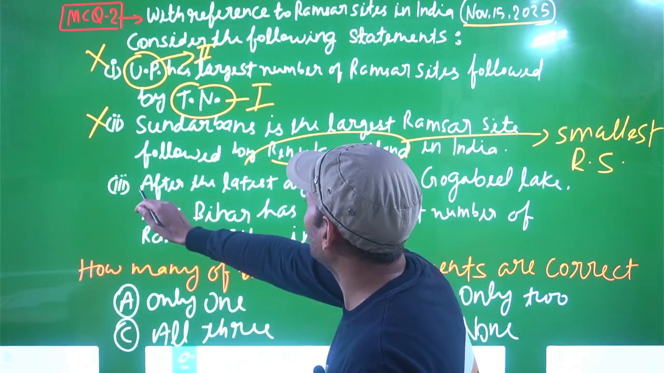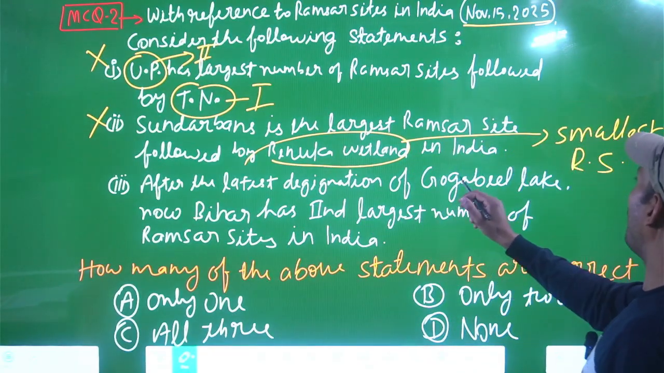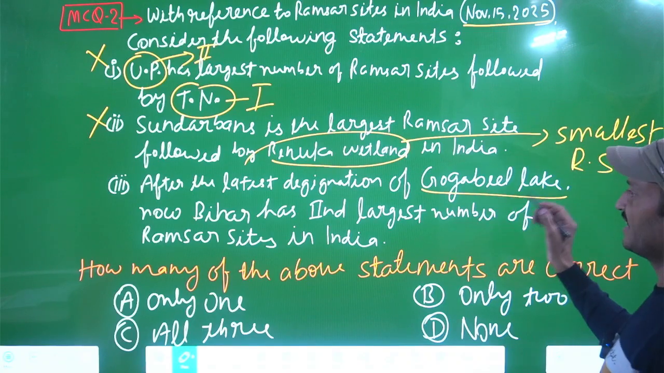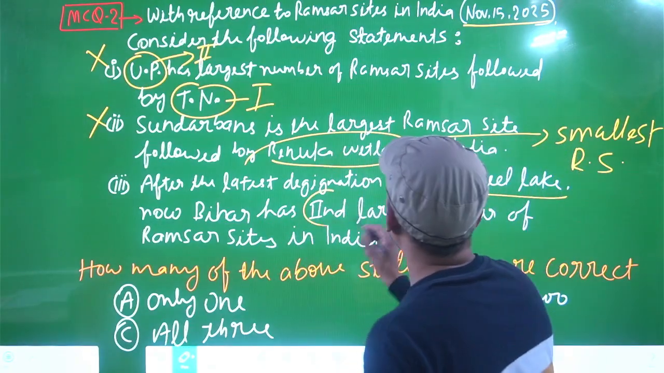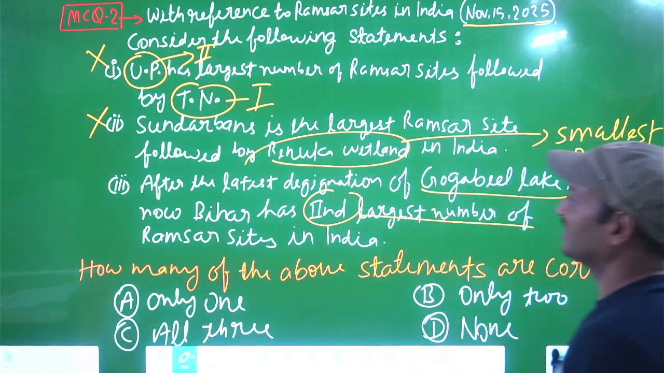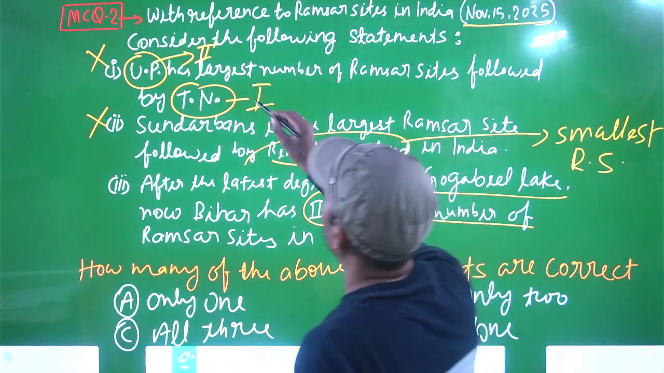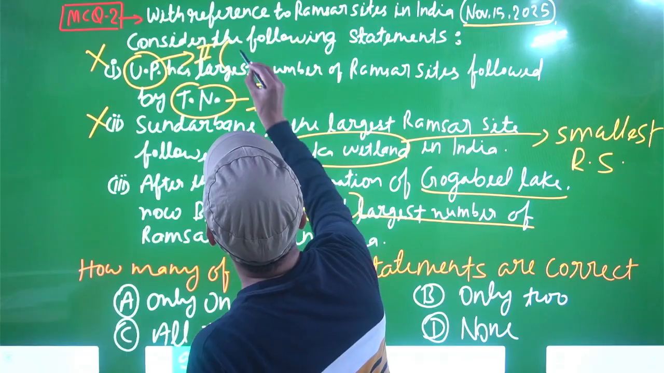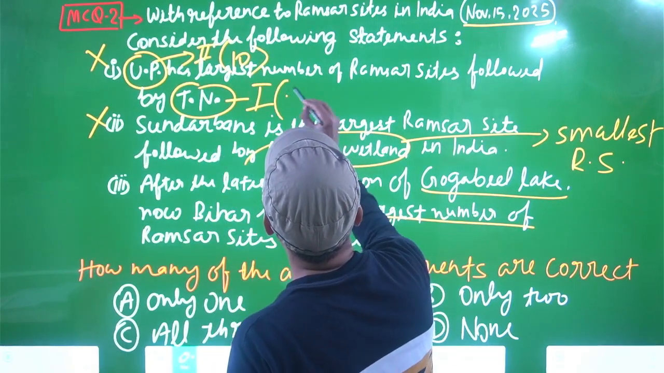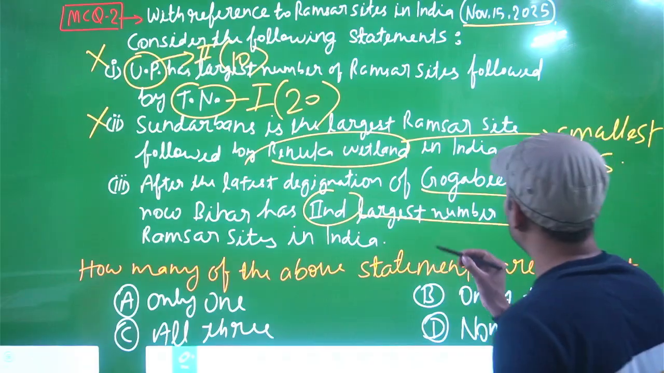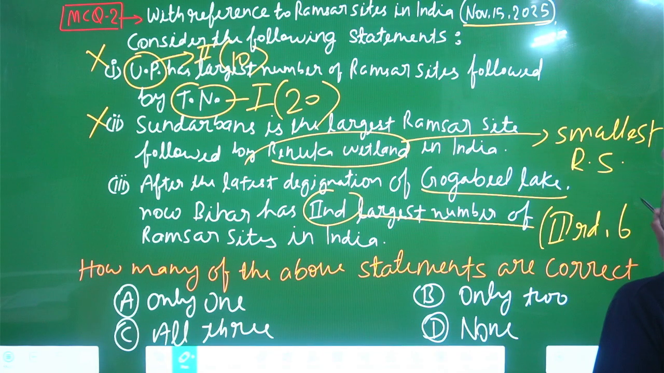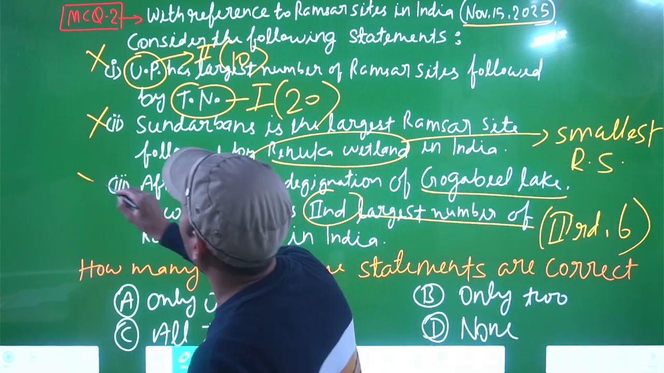Coming over to the third statement, after the latest designation of Gogabil Lake, which is designated as a Ramsar site in Bihar as the latest entry in India recently, now Bihar has the second largest number of Ramsar sites in India. No, because the second largest number of Ramsar sites are with Uttar Pradesh, that are 10 Ramsar sites. Tamil Nadu is first with 20, and Bihar is now third with 6 Ramsar sites. So it means this statement is also wrong.